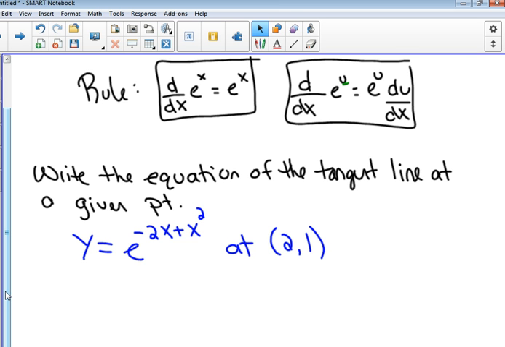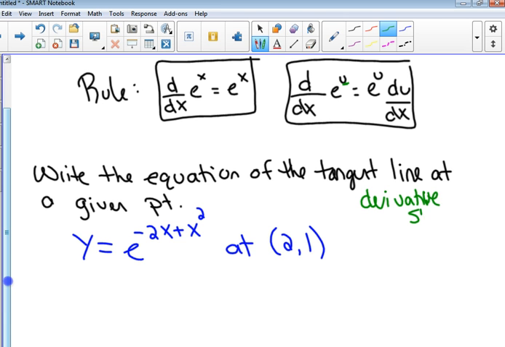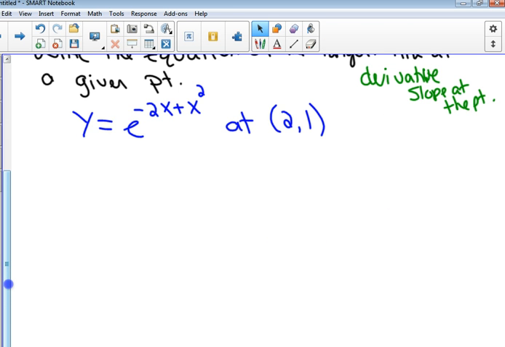All right, we need a point, but how are you going to get the slope? Yeah, good job. The derivative. All right, you need to find the derivative. Okay, the derivative will give you the slope at the point.